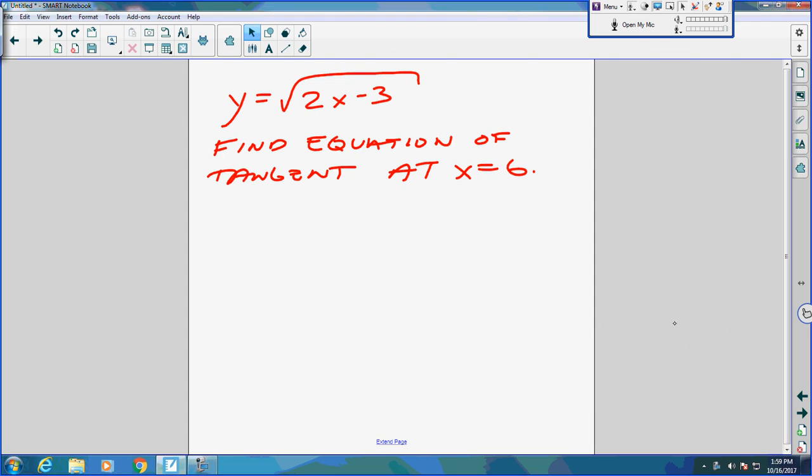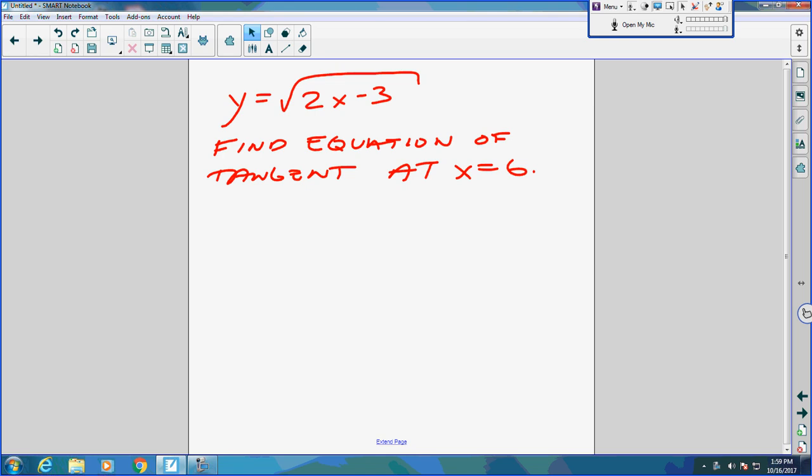All right, so I have the equation y equals square root of 2x minus 3. I would call this a composite function with a line and a root function. We know the domain of a root function, square root of x, is 0 to infinity. So I've asked you to find the equation of the tangent line at x equals 6.